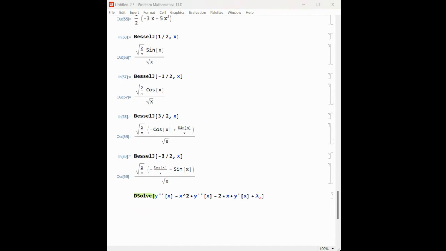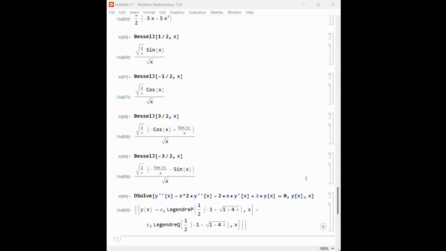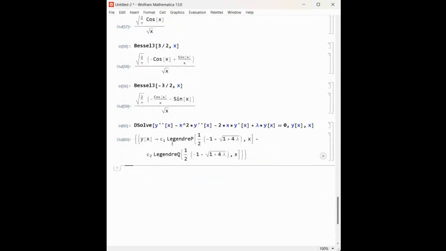Then lambda times y of x, then comma, double equal to 0. Then you put comma, you put your y of x, and then you put x, and you solve. So it will give us a Legendre equation solution. This is the Legendre function of the first kind. This is the second kind. So similarly, you can solve the Bessel equation.